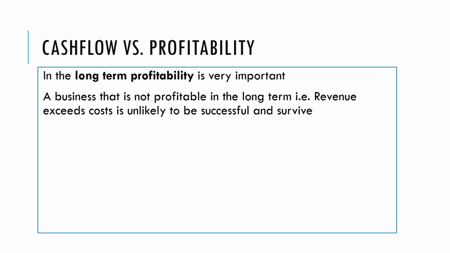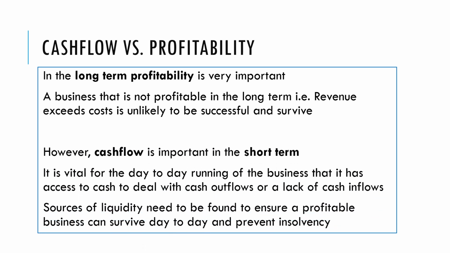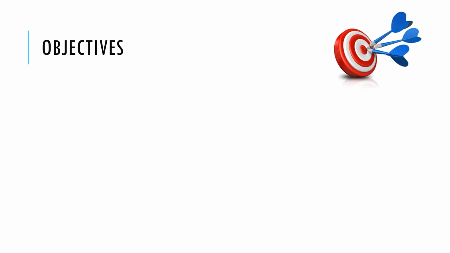So, in the long term, profitability is very important. It's important that a business's revenues are greater than its costs. However, cash flow is very important in the short term. You can get profitable businesses that run out of cash for a particular reason and then cease to trade. So in the short term, it's very important that a business manages its cash flow.